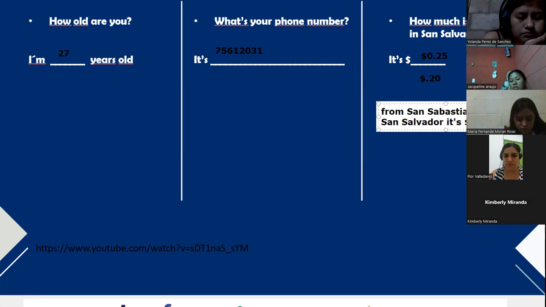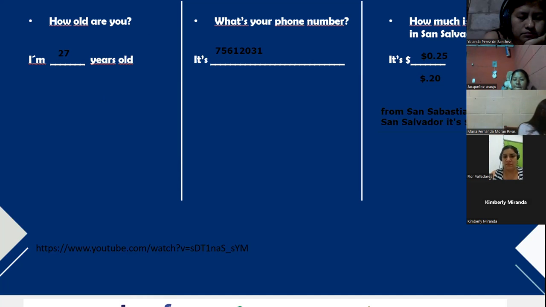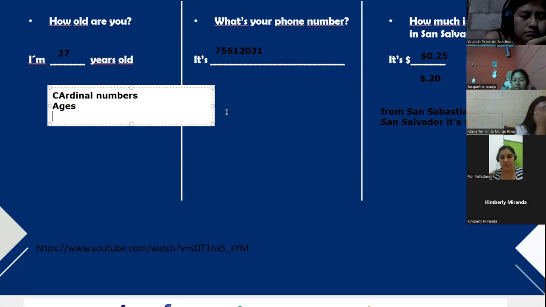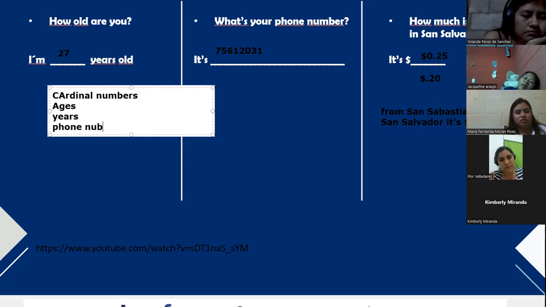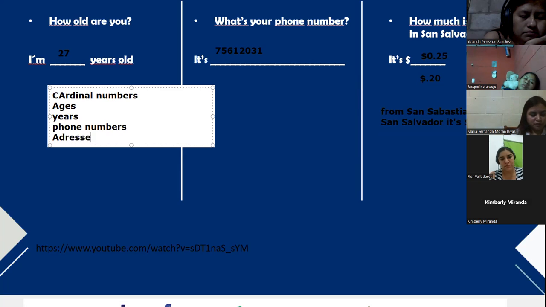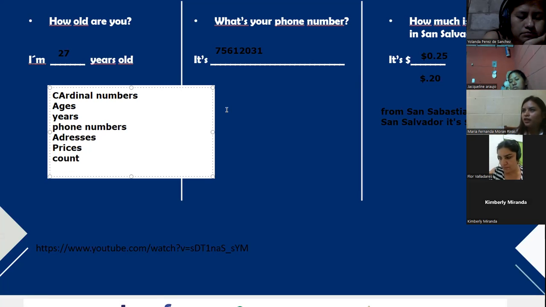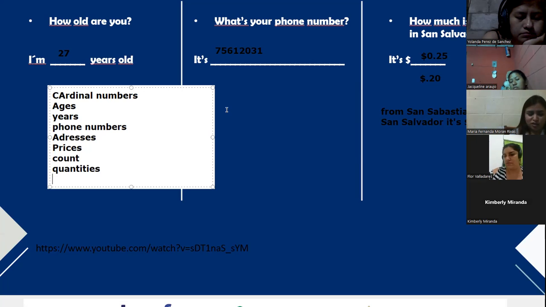These are cardinal numbers. Remember, cardinal numbers. ¿Para qué usamos los números cardinales? Years. Ages. Phone numbers. Addresses. Prices. Quantities. Yeah, you can say quantities, and it is okay.